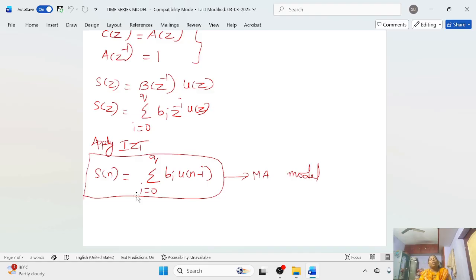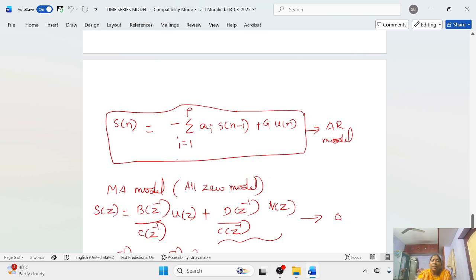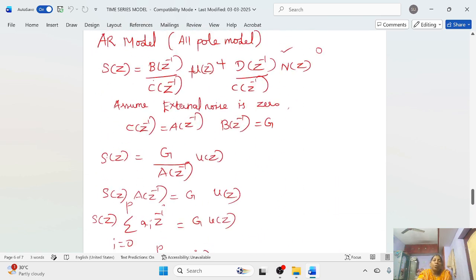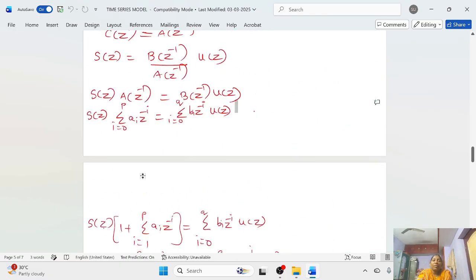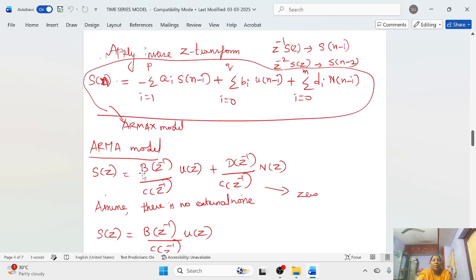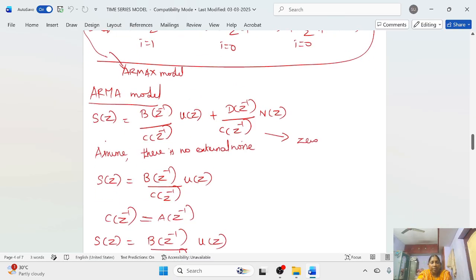In each model, we will be extracting certain parameters. What is the parameter extracted in the MA model? That is the B coefficients. What is the parameter extracted in the AR model? That is the A_i coefficients, which we will be estimating. What are the parameters you extract in the ARMA model? The A_i coefficients and B_i coefficients. What are the parameters you extract in the ARMAX model? In that, since the noise is also present, we extract the A_i, B_i and the D_i parameters, the signal plus noise parameters also.